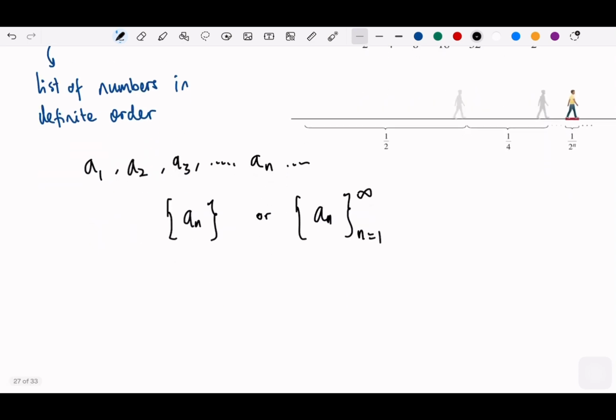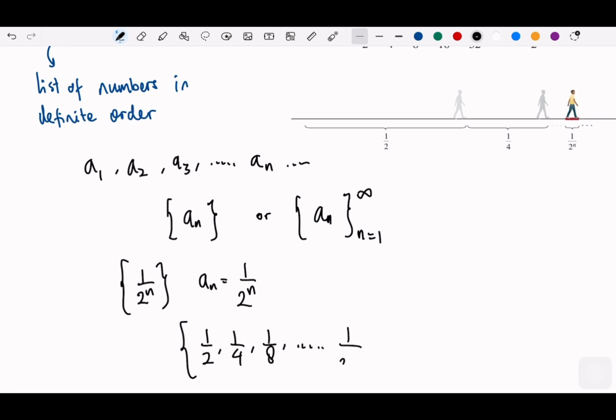So if we say that we have 1 over 2 to the n as our sequence, this means that the an is 1 over 2 with power of n, and we can write this as 1 over 2, 1 over 4, 1 over 8, and so on and so forth.